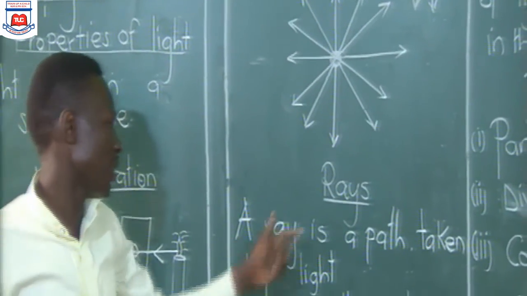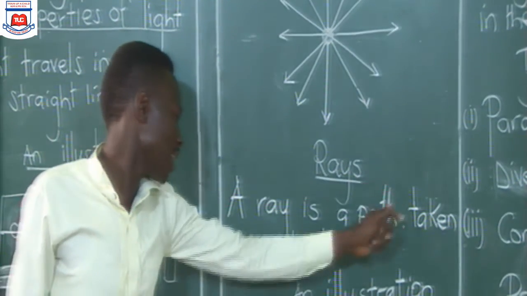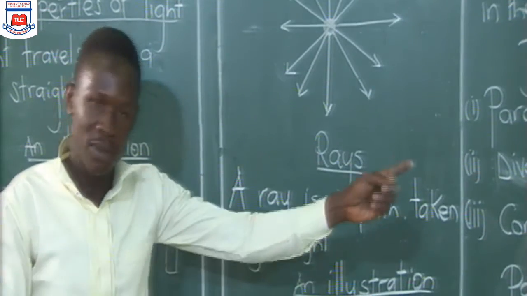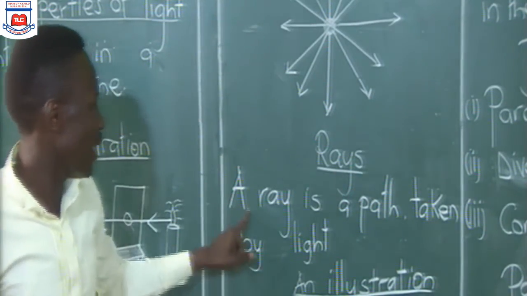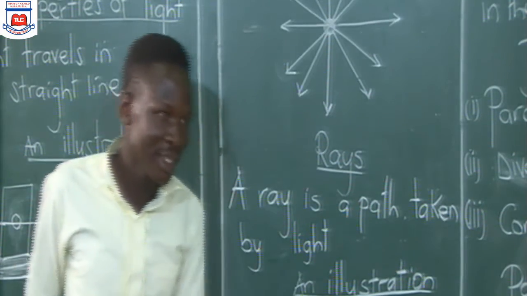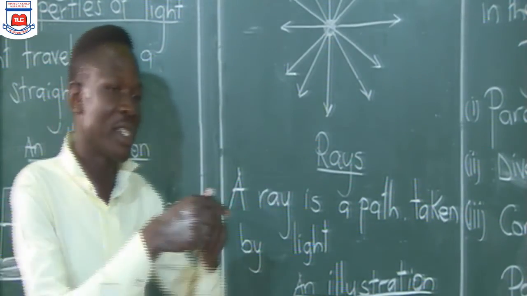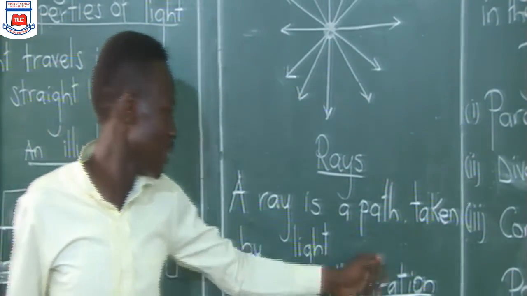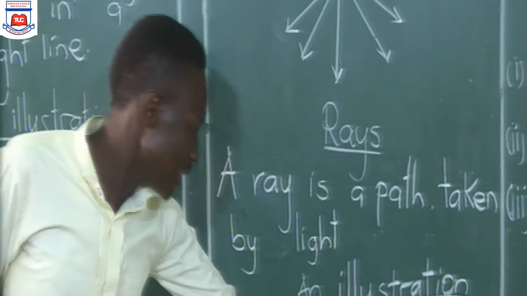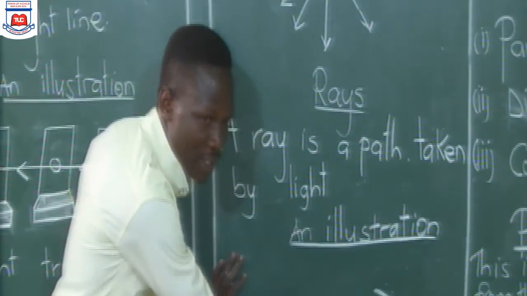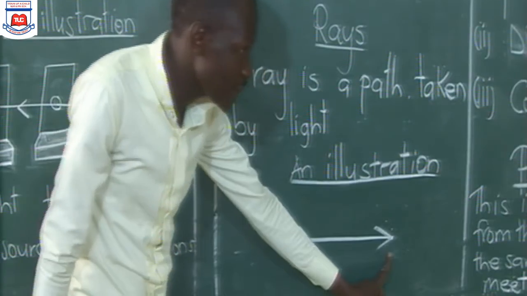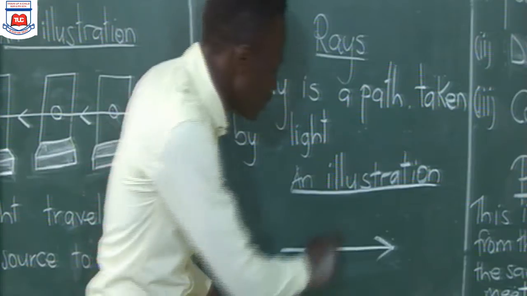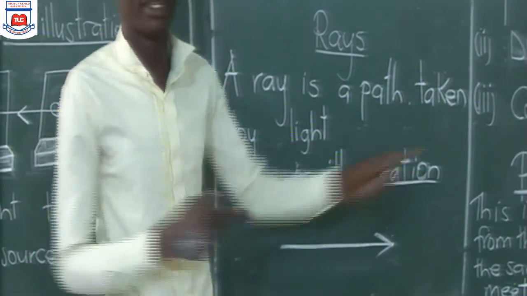And the question is, what's a ray? A ray is a path taken by light. The path that light travels through is what you call a ray. So light has its path through which it moves, and we call it a ray. I repeat one more time: a ray is a path taken by light, as it is illustrated here. This is the path I'm talking about. Without the arrow, it's just a plain line. So you have to draw a line and then put an arrow to show that it's a ray of light traveling.